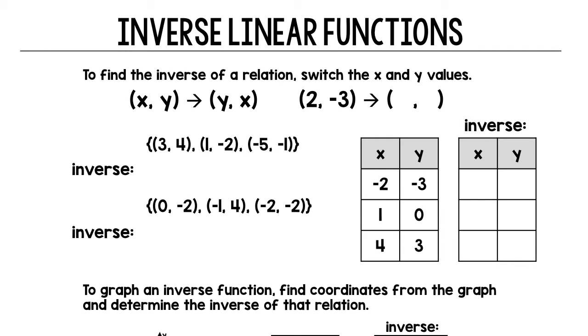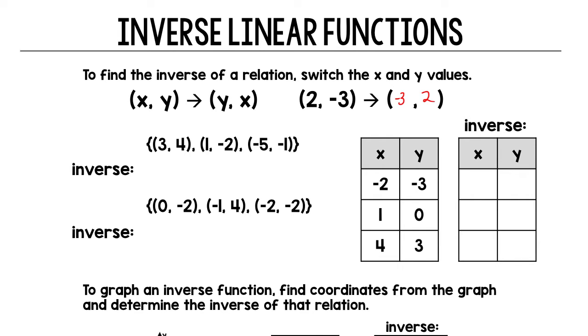We're talking today about inverse linear functions. It's just a little bit of a switcheroo is all we need to make this happen. To find the inverse relation, we switch the x and y. So if we have (x, y), we're going to flip it around to (y, x). If we have (2, -3), we're going to flip it around to (-3, 2).